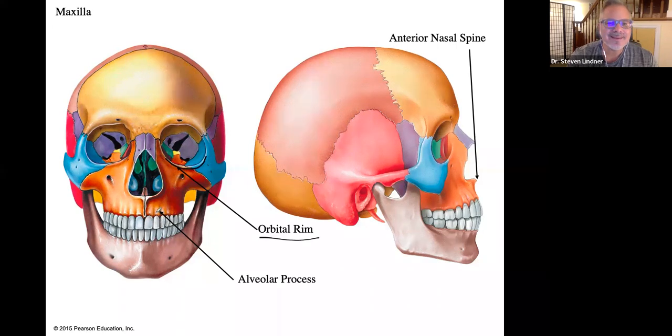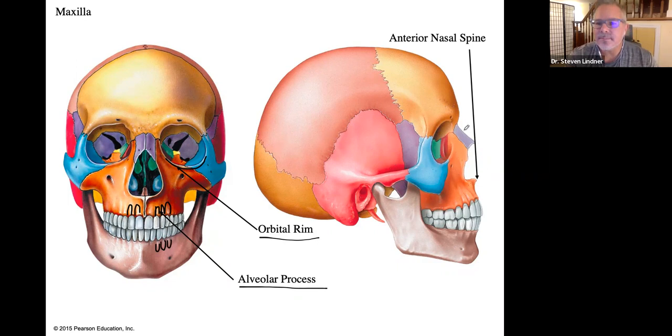And where the teeth set into the maxilla, these portions in here, that's called the alveolar process. The alveolar process. It's part of the maxilla. Okay, and we also have it as part of the mandible as well. This portion here.